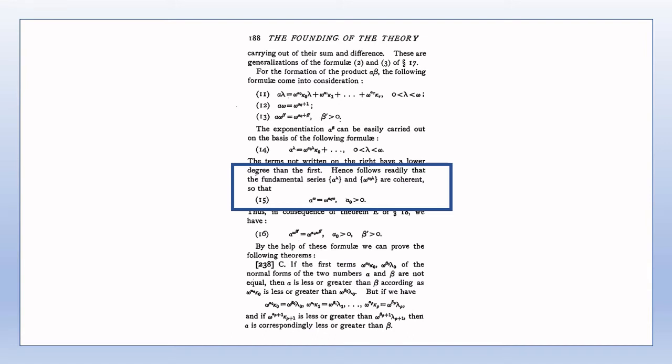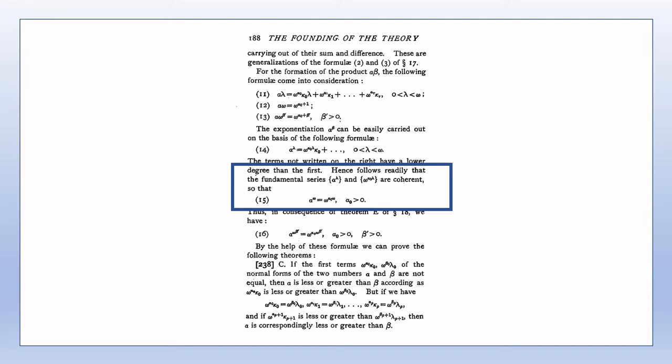Similarly, for any given term alpha to the power of mu naught of the fundamental series alpha to the power of lambda, there will always be terms of the fundamental series omega to the power of alpha naught times lambda which will be greater than alpha to the power of mu naught, namely when lambda is greater than mu naught. Therefore, the two fundamental series are coherent.